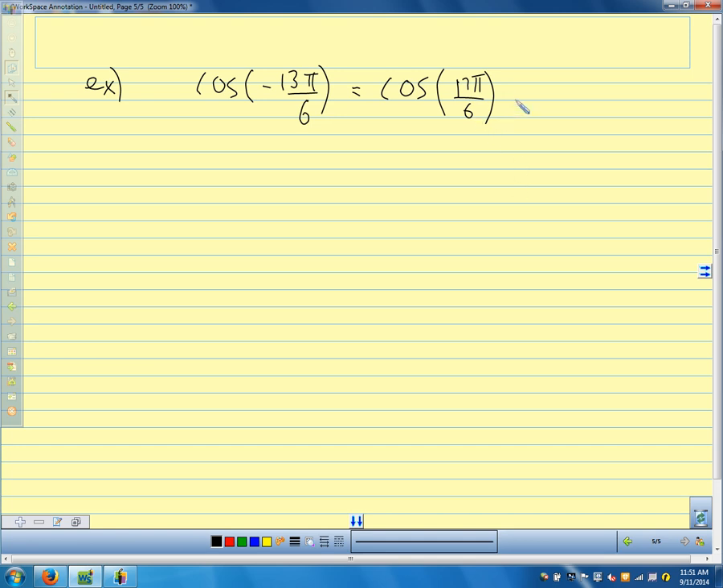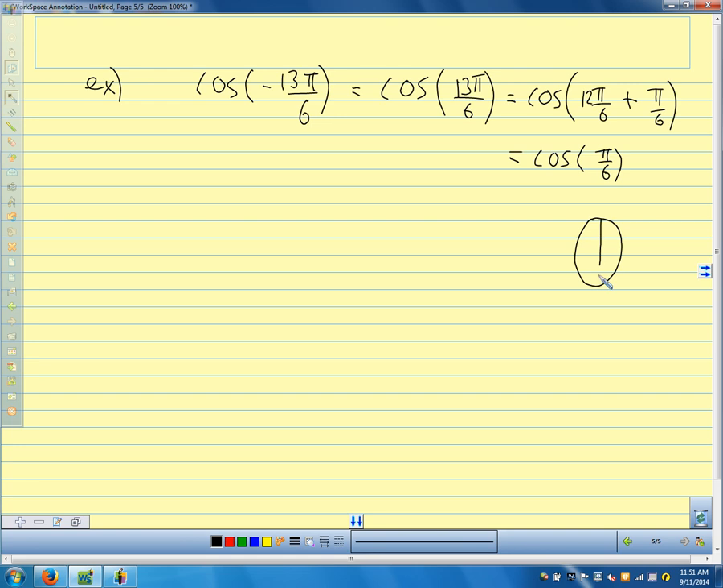And then we want to break this into two pieces. Some fraction pi over 6 and another fraction of pi over 6, so that one of these is a multiple of 2 pi. This one's pretty easy. So what's the closest multiple of 2 pi? 12 pi over 6 plus pi over 6 gives me 13 pi over 6. 2 pi takes me around the circle another time, so I can just ignore that. And then we're looking for the cosine of pi over 6.